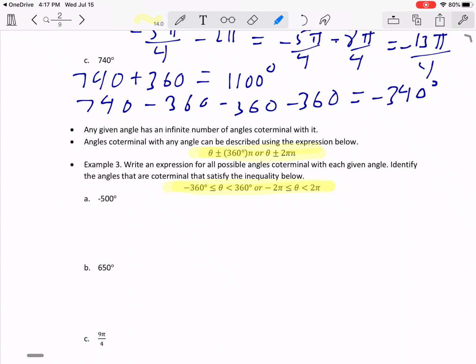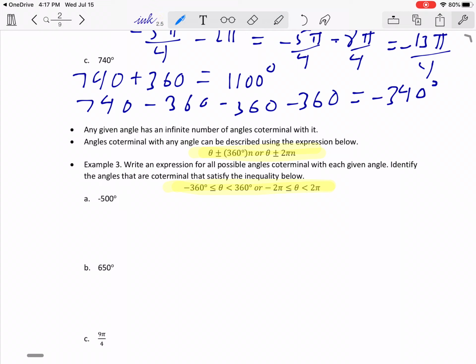So here it's negative 360. The angle has to be greater than negative 360 and less than 360. Okay, or in terms of pi, greater than or equal to negative 2 pi and less than 2 pi. So that's how you'll see the question. It'll give you some type of range that they want you to fit it in. So you basically do exactly the same thing as we just finished doing, but now you're only exclusively looking at the answers that fit within that range.